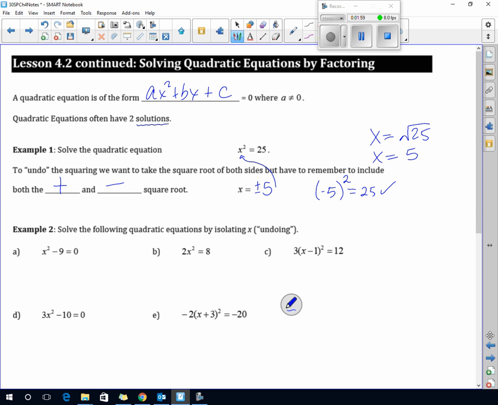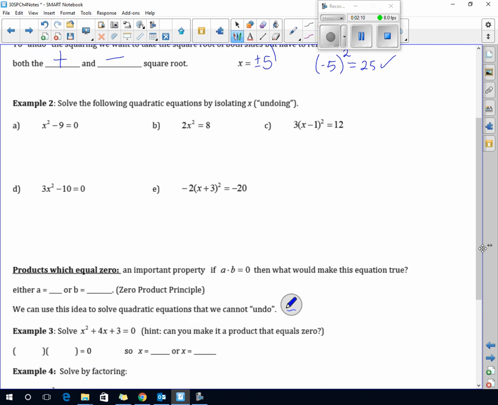Okay. Let's solve these quadratics by isolating x and by undoing. So, what would we do first here for a? Yeah, move the 9 over. We're in grade 11. We don't have to show add 9, just do it. X squared equals 9. Then we square root it, we get? Okay, so now to undo a squaring, we square root from x squared to x. So when we square root 9, we don't get 81, we get? Not just 3, plus or minus 3, 2 answers.